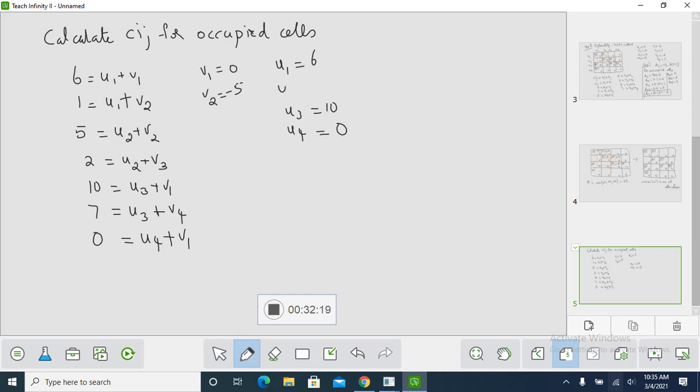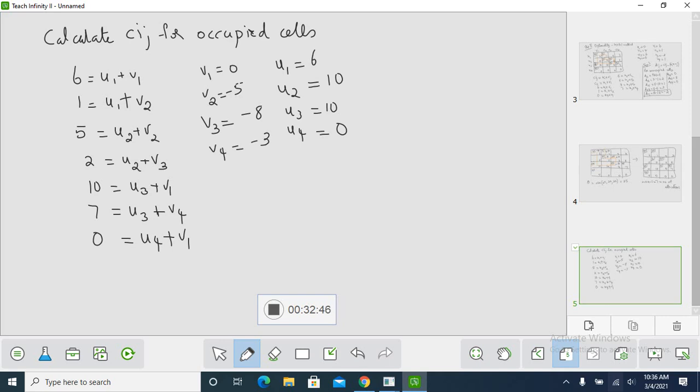Let us find v3. v3 is 2 minus u2. What is my u2 now? My u2 is 5 minus v2. 5 minus v2 means minus of minus 5, so plus 5, so u2 is 10. If u2 is 10, what happens to my v3? v3 is minus 8. I need to get my v4. v4 is 7 minus u3, so the v4 value is minus 3.